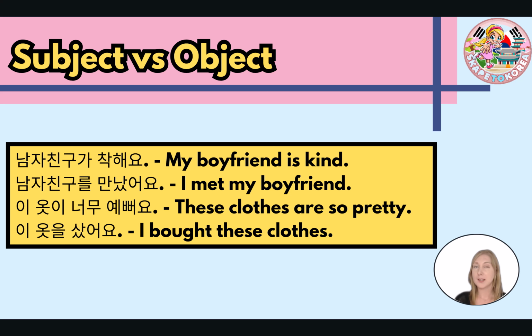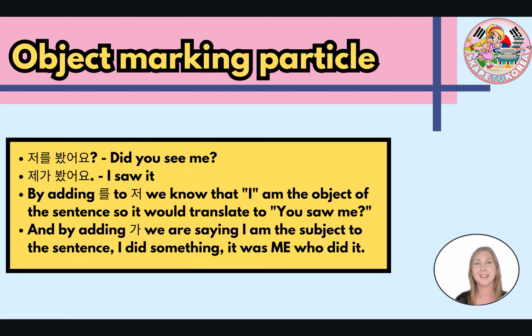이 옷을 샀어요. So here, the clothes are the object of the sentence because the sentence is ending in an action verb 사다, to buy. So you're saying, I bought these clothes. What did I buy? Clothes. So clothes are object in this sentence. Who's the subject? I am. Because who bought these clothes? I did.